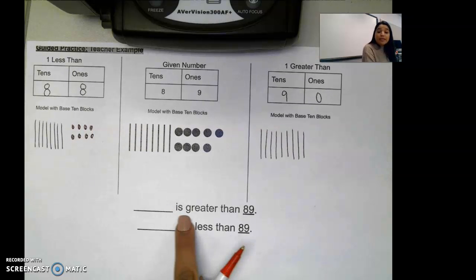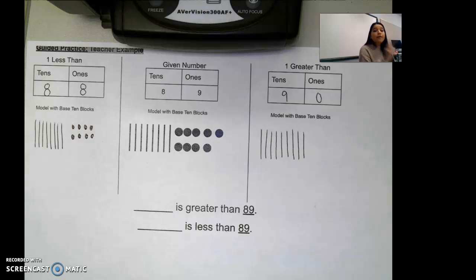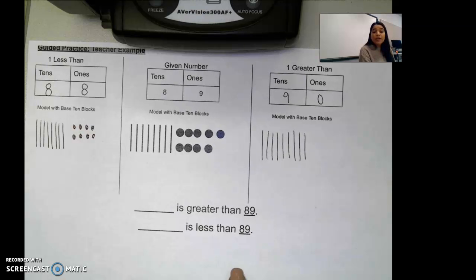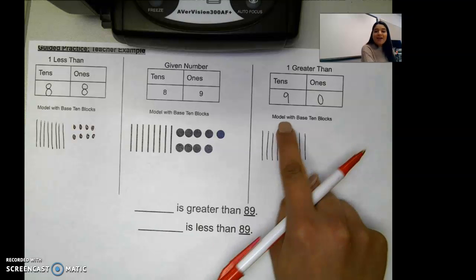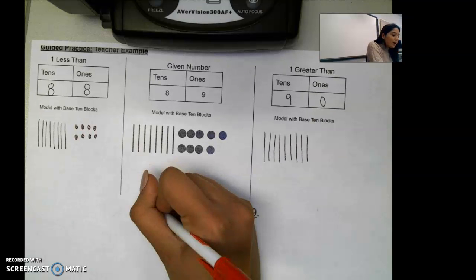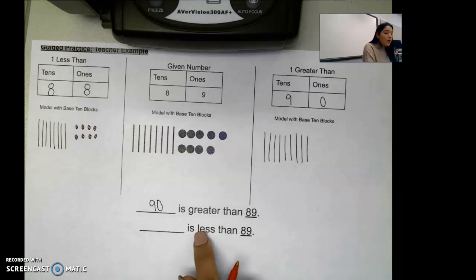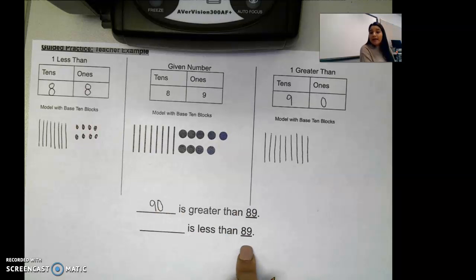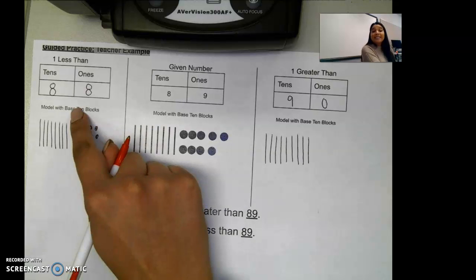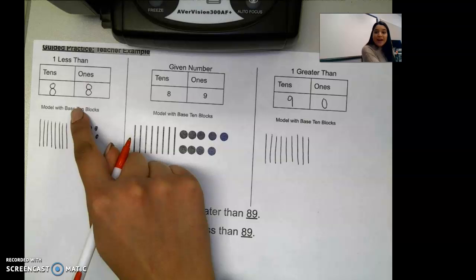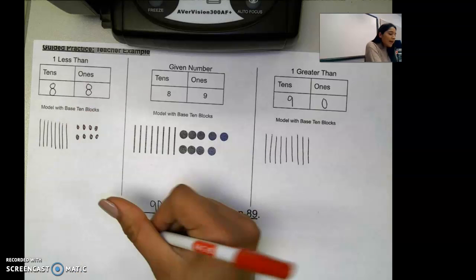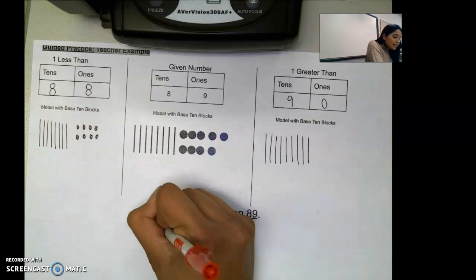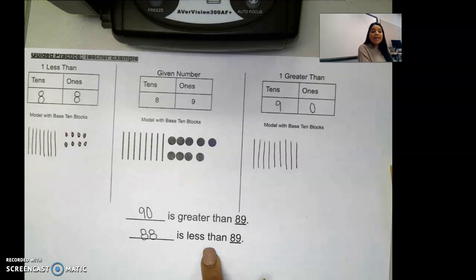So what number is greater than 89? What number did we come up with that's greater than 89? 90. Awesome, because we added 1. What number is less than 89? What number did we generate that's less than 89? Ding ding, 88. Correct, because we took 1 away. So 88 is less than 89.